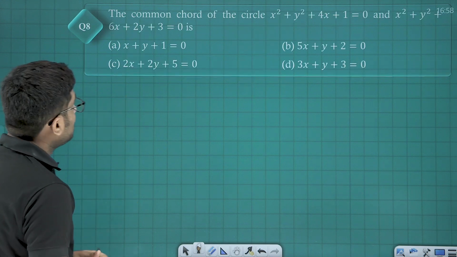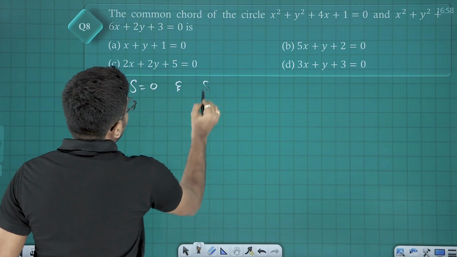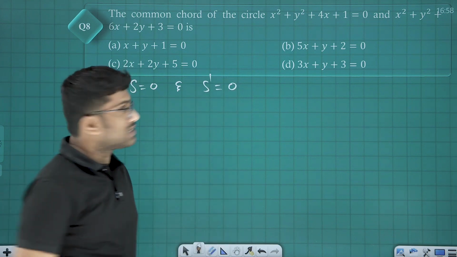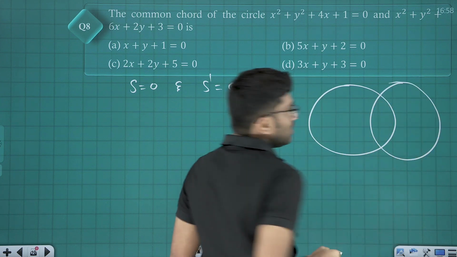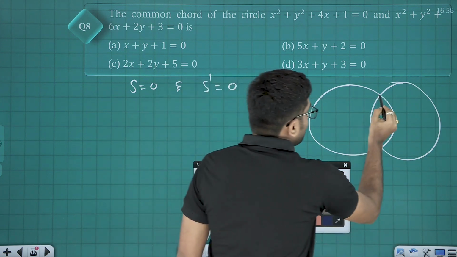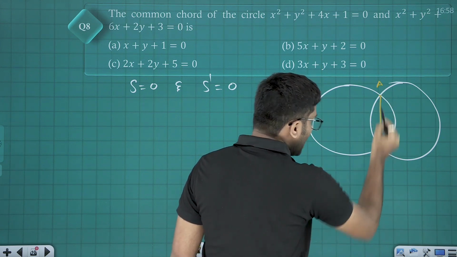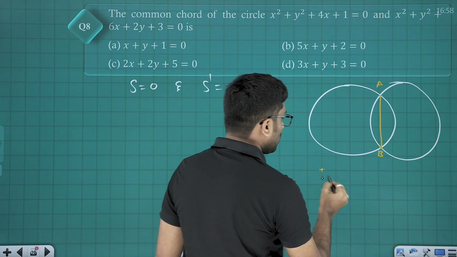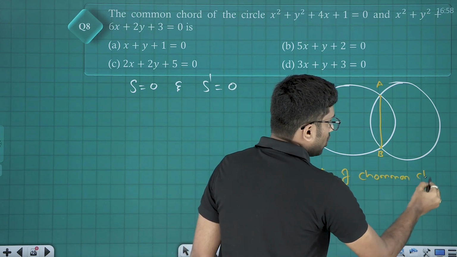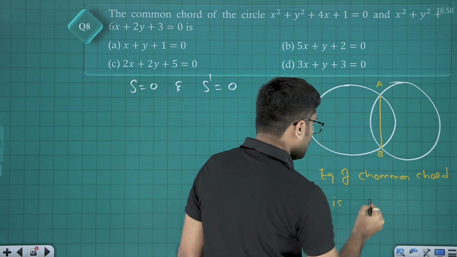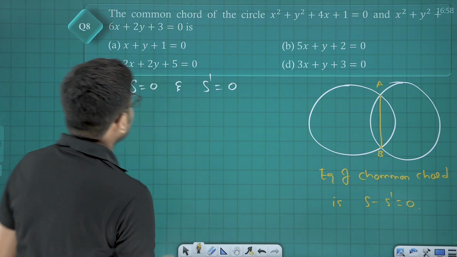Next, the common chord of the circle. Friends, if S equals 0 and S dash equals 0 are any two circles which intersect like this, then the common chord is nothing but this one, the chord passing through the points of intersection. So we get AB, the common chord. The equation of the common chord is S minus S dash equals 0. So just S minus S dash equals 0.